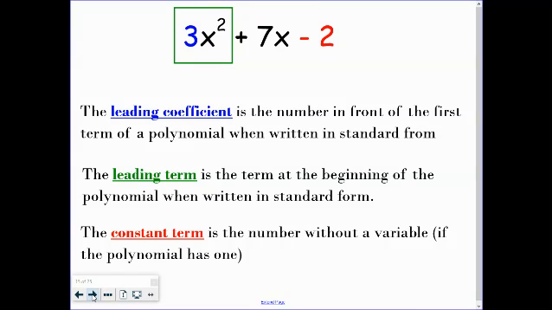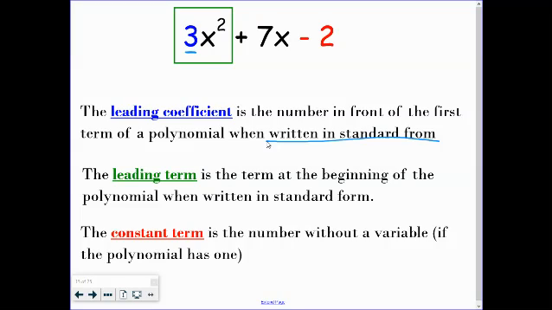So last couple of vocab words that we dealt with, right? The leading coefficient is the number in front of the first term of a polynomial. The key here is when written in standard form. All right, so remember, it has to be in standard form. And then the leading coefficient is just the number. So notice what I have in blue is just 3.